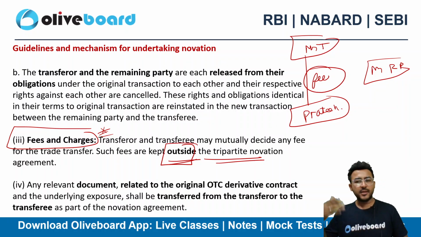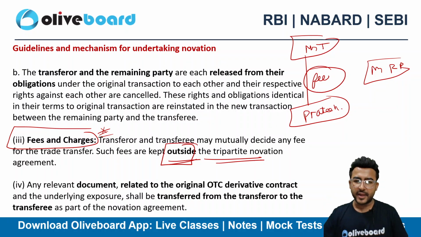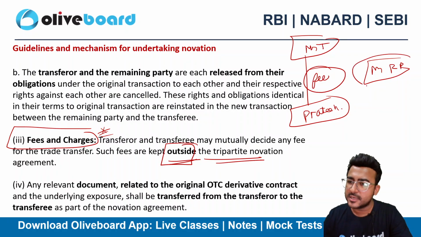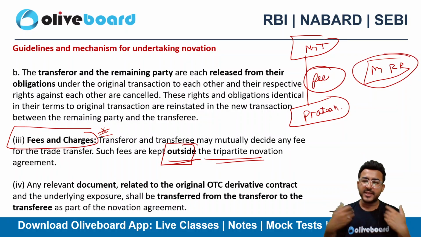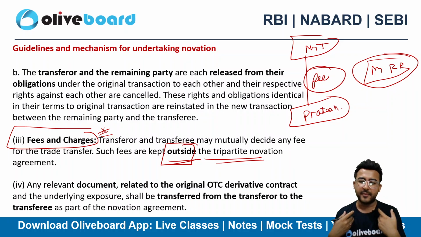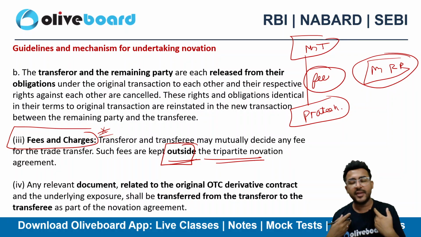If I am scrapping the old contract and a new party is entering the contract, then here RP is also the concerned party. Why? Because he also needs to enter into a contract with a new guy. So that's why we were entering the triple agreement.